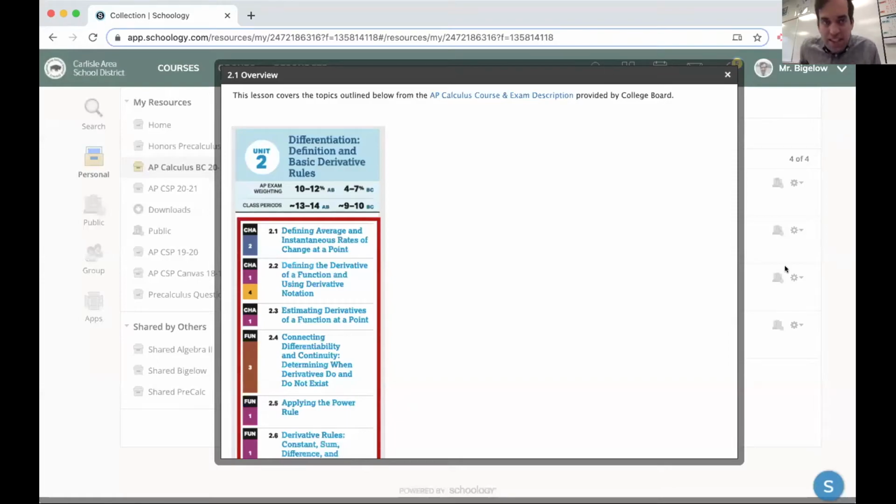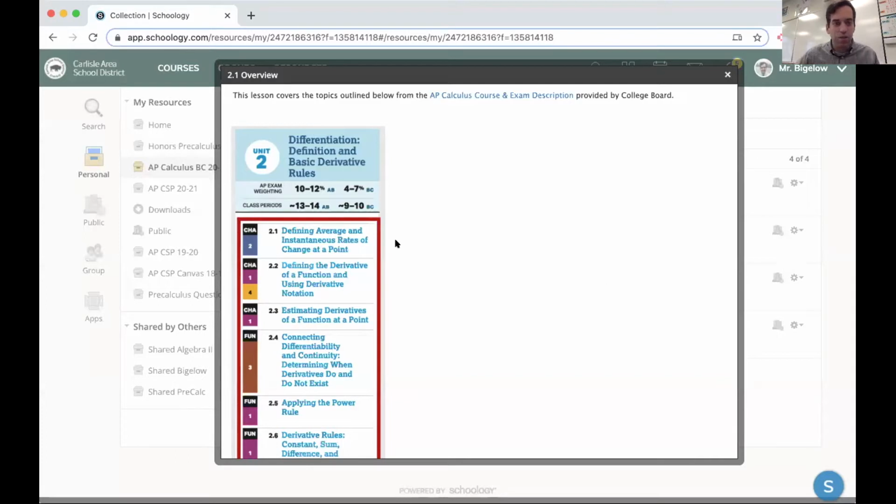Welcome to Calc BC, Lesson 2.1, Basic Differentiation Rules. There are 4 lessons in this unit, and this unit covers College Board units 2 through 5. So we're just going to do a big sweep of all of those units. We're not going to get into every single nitty-gritty detail like you did last year in Calc AB.